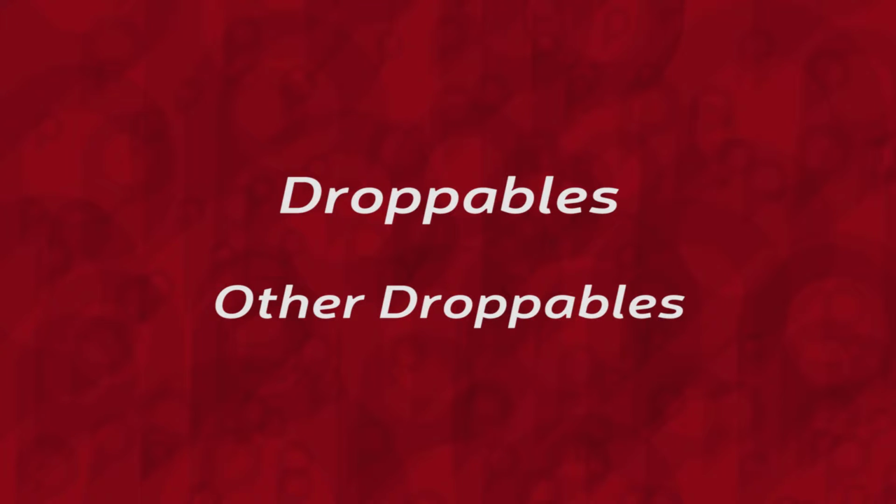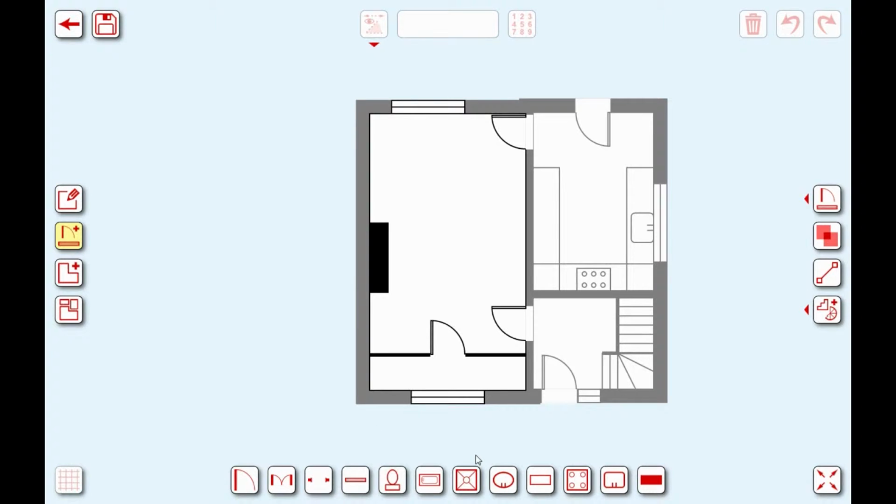This video looks at other droppables. So there are different types of droppables that we can add to the plans as well as our standard doors, etc. So what we're going to do is tap on the droppable icons, and we've talked about doors and windows, and we've looked at bathroom elements and kitchen elements.